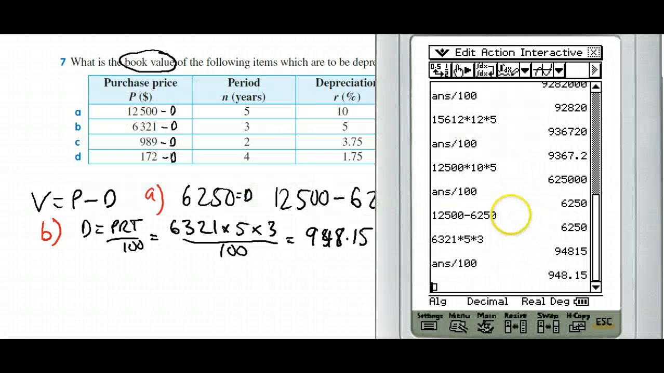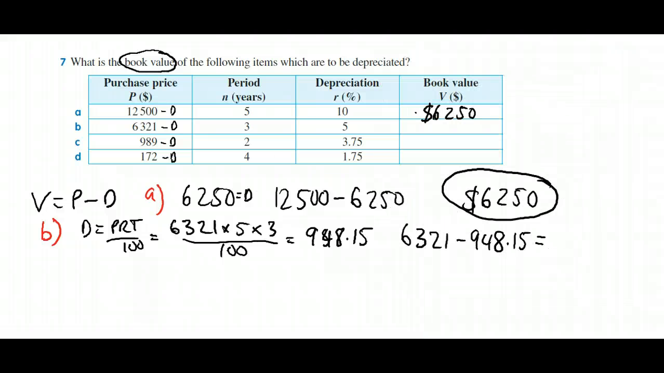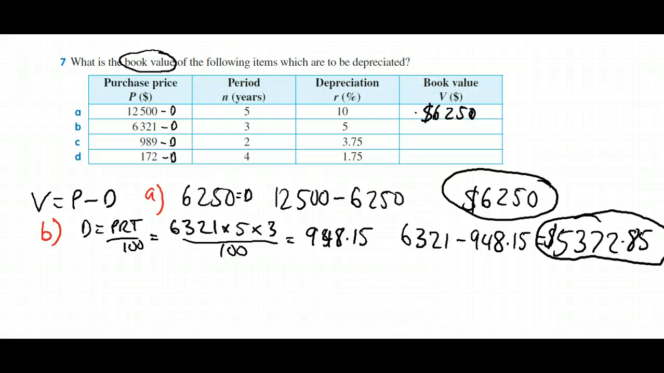So 6321 minus 948.15 equals 5372.85. 5372.85, and make sure we include the units, which are dollars. Okay, and I'm sure you can see how to do the other two, so I'll leave those for you to do, and we'll move on to question 8.